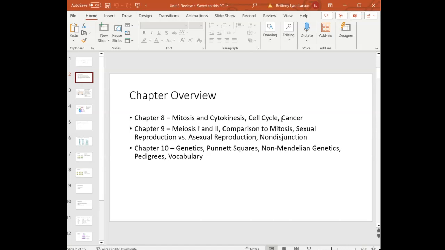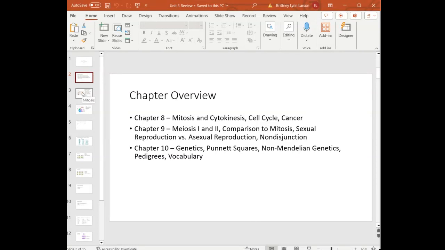And then chapter 10 is genetics with Punnett squares, non-Mendelian genetics. So Mendelian genetics are the very easy 2 traits. You're either tall or short. You're either green or yellow. And then the non-Mendelian genetics would be the weird ones, as well as pedigrees and vocab. So many of the concepts that I had questions on were more in the genetics, but I do want to review mitosis and meiosis to make sure that we're good.